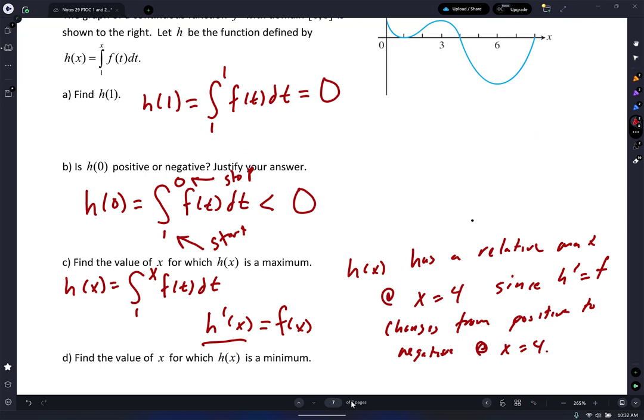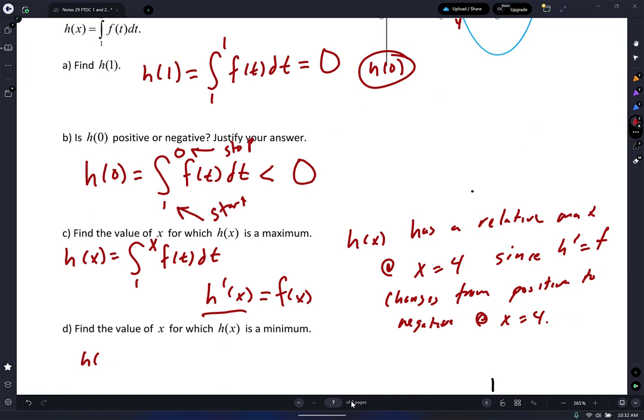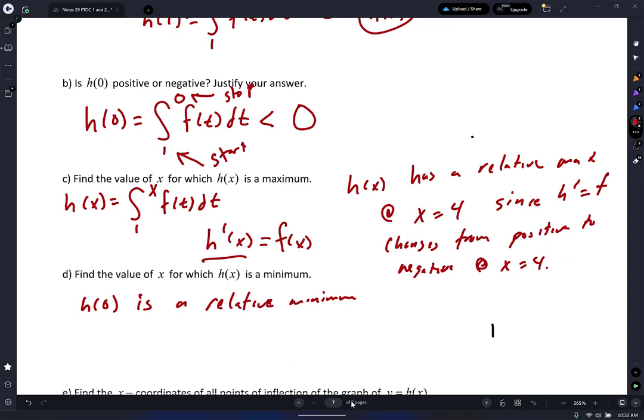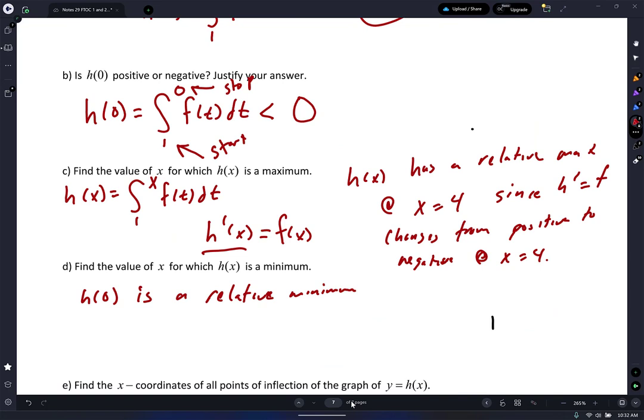H goes up, up, up until you hit 4. So h of 0 is a candidate, a relative minimum. You have a minimum at x equals 0. And which one's the other one? I keep going down, down, down until I hit 6, 7, 8. So my absolute minimum happens at x equals 8. So x equals 0 and x equals 8 are minimums or relative minimums.